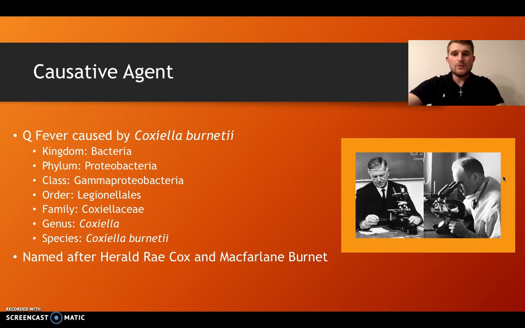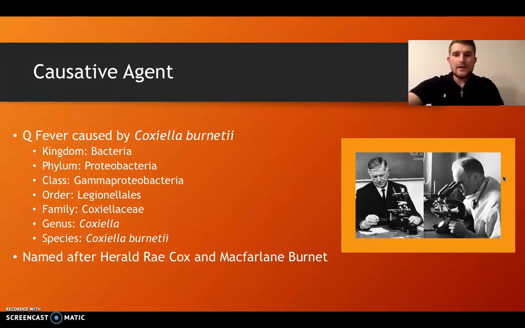Q fever was originally discovered by a man named Edward Holbrook Derrick, who called it Q fever for query fever because he actually didn't know what caused it. Later on, a man named McFarlane Burnett was able to isolate it in a patient in Australia, and he named it Rickettsia burnetii after his own name.